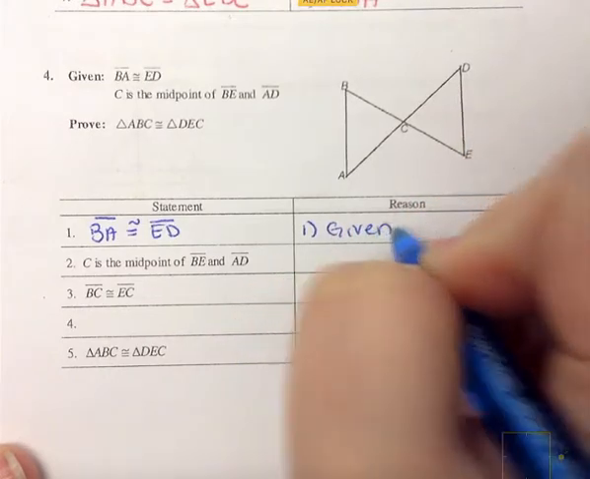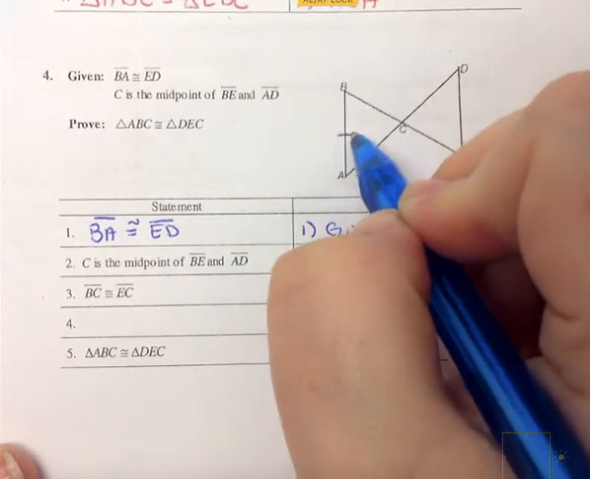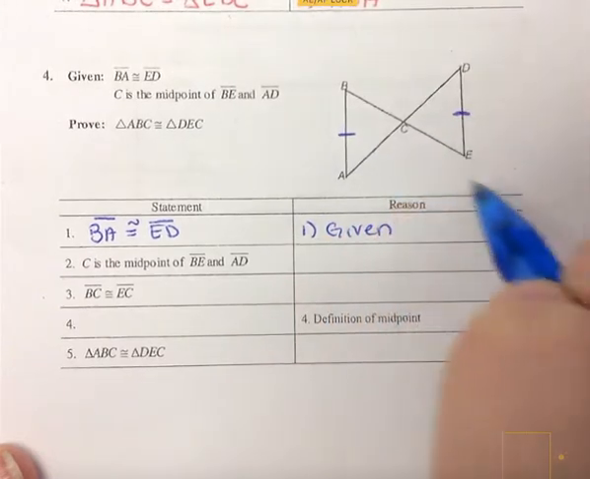So I can mark that with BA is congruent to segment ED. You can mark it with tick marks.